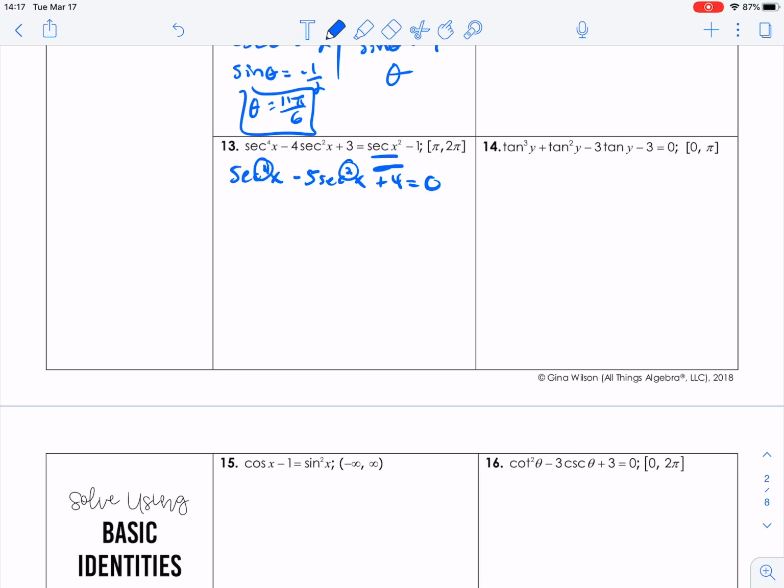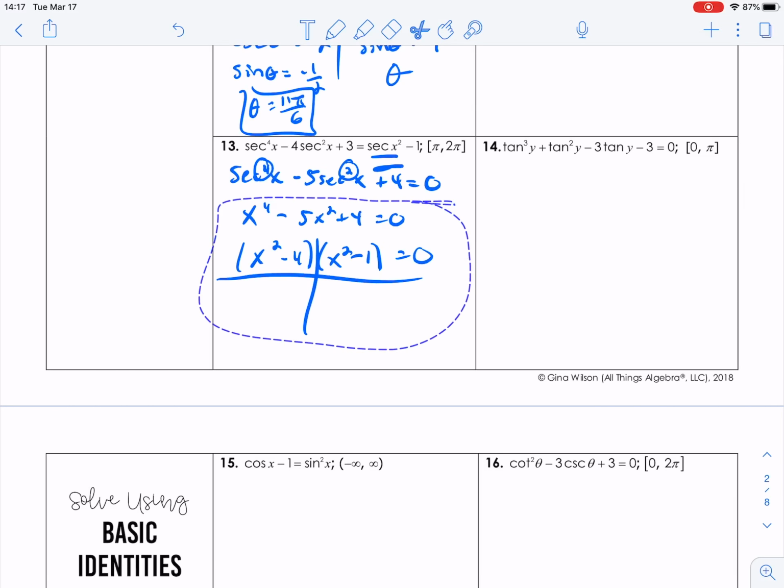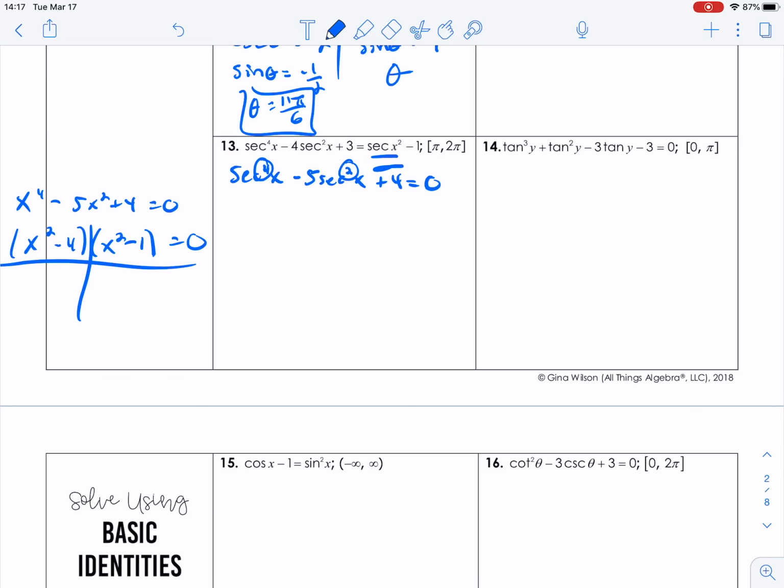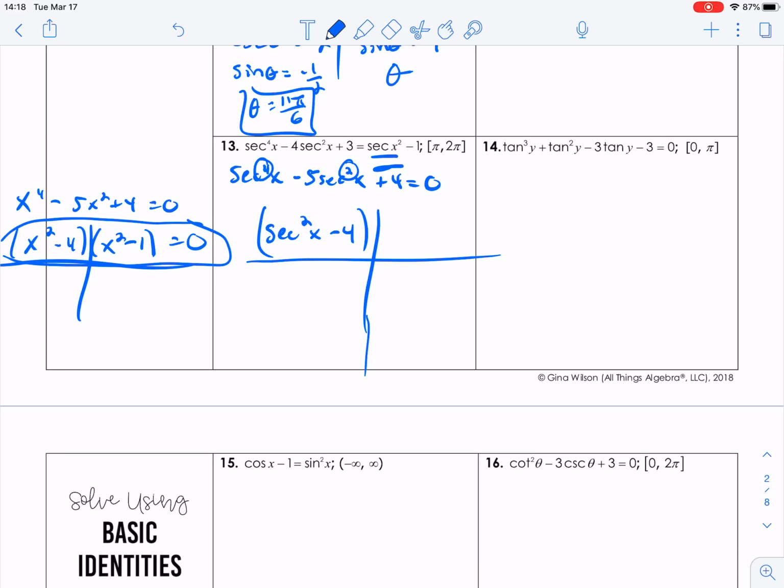So if you're confused, you could change it to x 4th minus 5x squared plus 4. Split that up into x squared minus 4, x squared minus 1, and solve. However, got to change it back. So let's do it. Flip this side. And here we go. So we will take this and change it back to secant. So secant squared x minus 4, secant squared x minus 1, all that equal to 0.